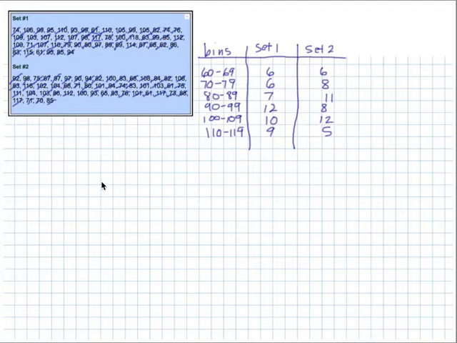So what I need to do now is take the information from my frequency table and use it to set up a histogram. The first thing I'm going to do for my histogram, I'll put this down below, is make sure that I have enough room. The highest frequency that we have for either of these groups is 12, so my vertical axis really only needs to go up to 12. I'm going to put that right here.